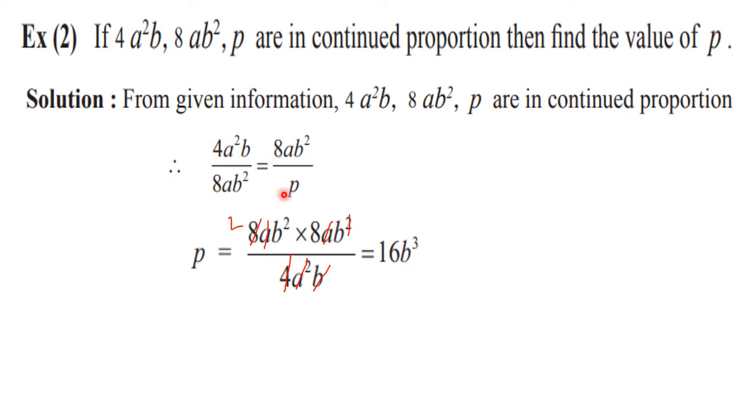Okay, so it is very easy to understand. This way you have to write down the continued proportion. First ratio, first term upon the second term, again the second term upon the third term. That way you will write, and then simply you have to cross multiply to get the answer. Okay, I hope you must have understood this example. Now let's go towards the next example.